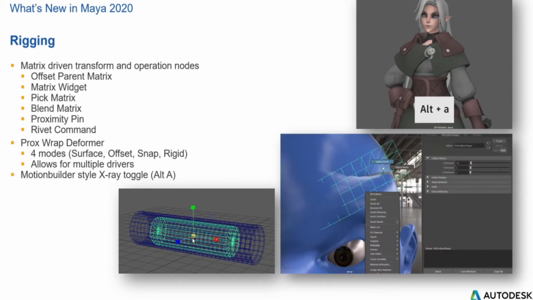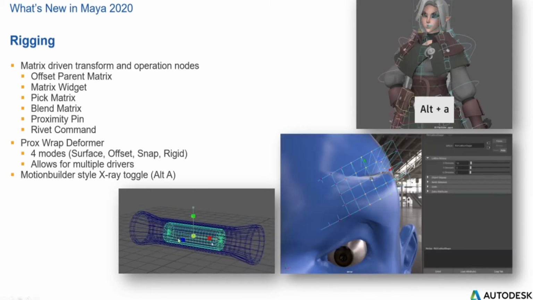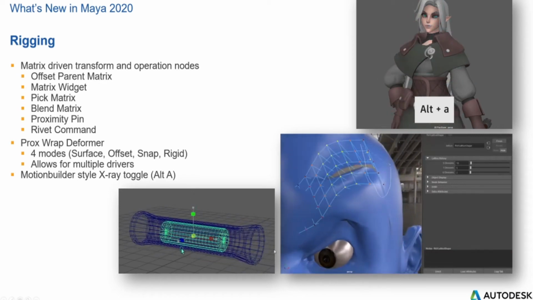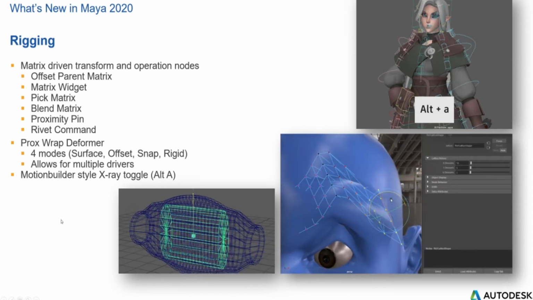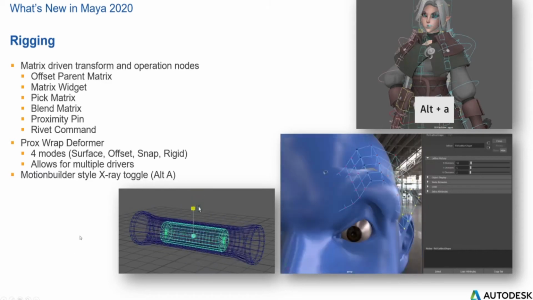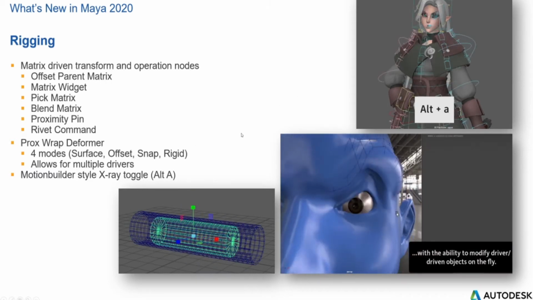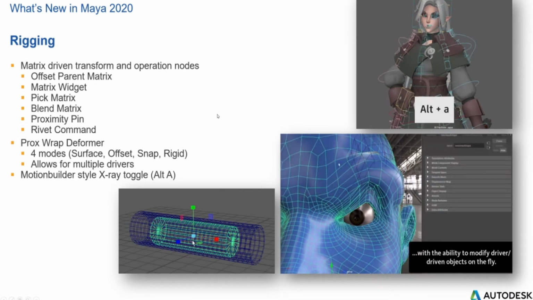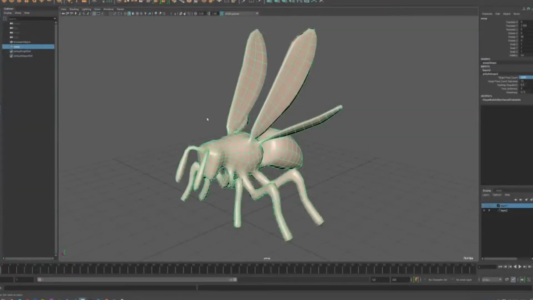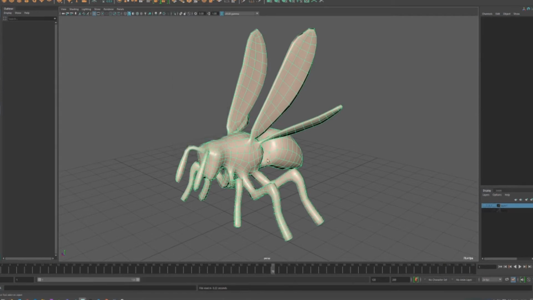Check this out. In the lower section of the screen, you see a new deformer. That is the proximity wrap deformer, and a proximity pin deformer is also there. Let me show these two first. And let me load this example here.